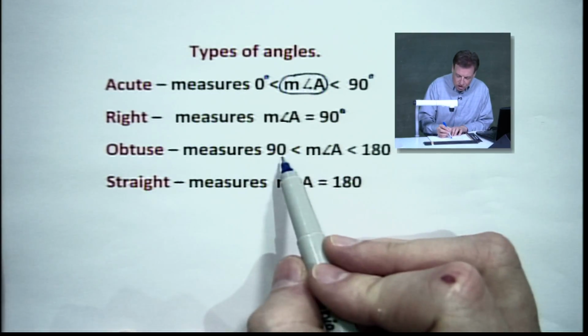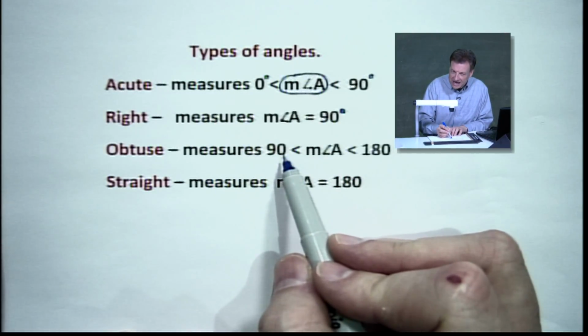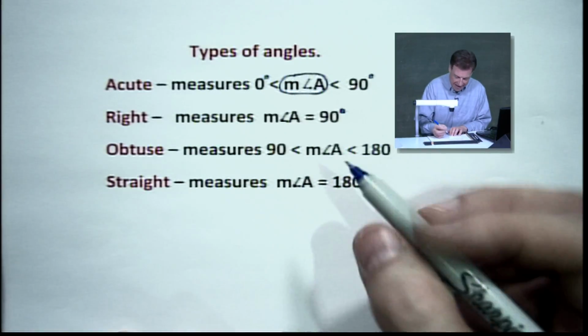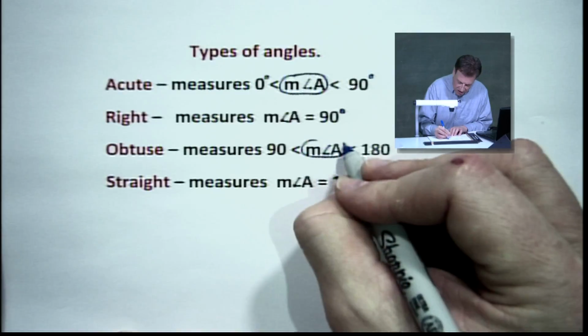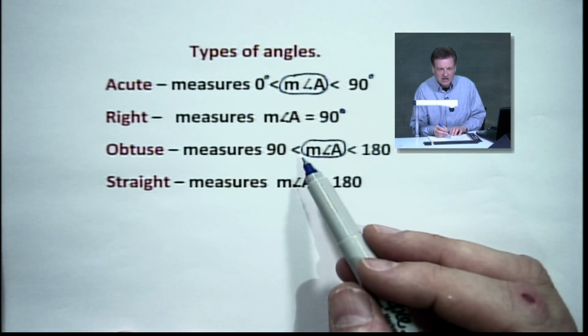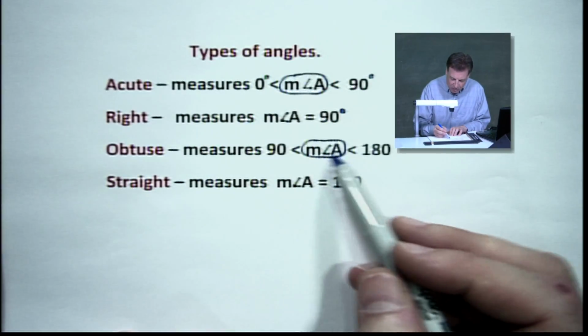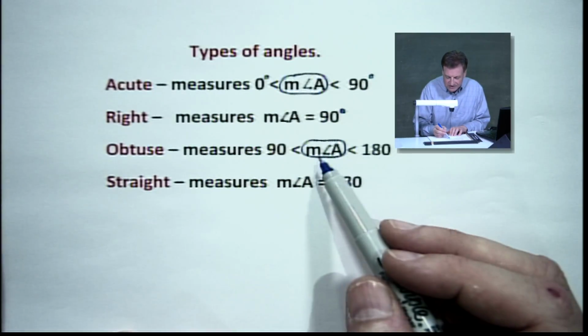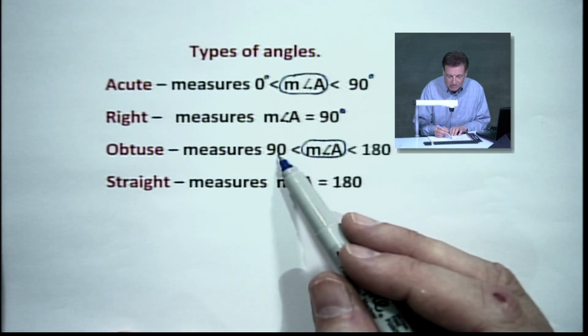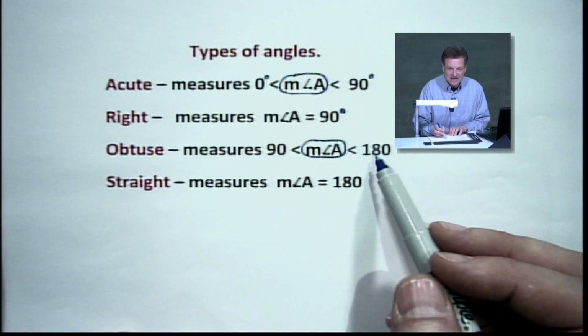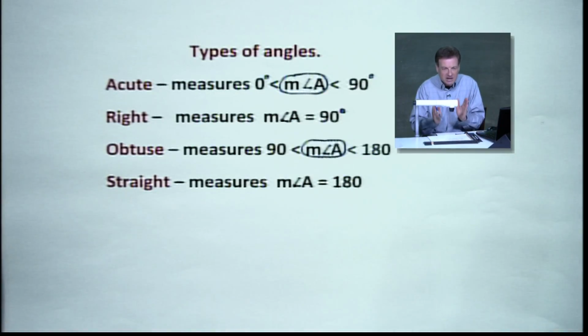Now, let's take a look at obtuse. Obtuse. It's a little bit bigger than 90. How big? Well, anywhere between 90 and 180. So once again, there's our measure angle A. By the way, those of you who've had Algebra 1, you know what this is. It's called a combined inequality. It means our value is somewhere in between 90 and 180. It basically reads that angle A's measure is bigger than 90, but less than 180 at the same time. So it has to be somewhere in between 90 and 180. So again, it's between 90 and 180.